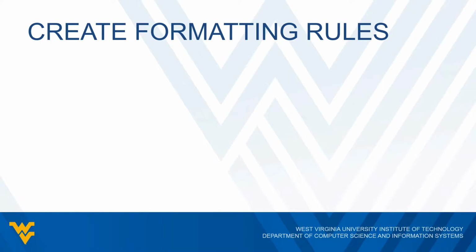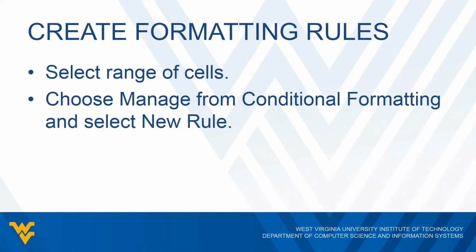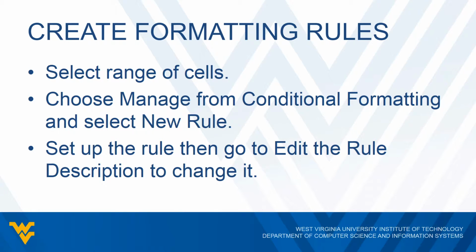We can even create our own formatting rules if we don't like the preset options that we're given. So we would just need to select our range of cells, and then under the conditional formatting option, we would select manage. And this will create a new pop-up box for us, and from there we can select a new rule. So then we can just simply set the rule that we want, and then we can go to the edit the rule description option to actually change it.